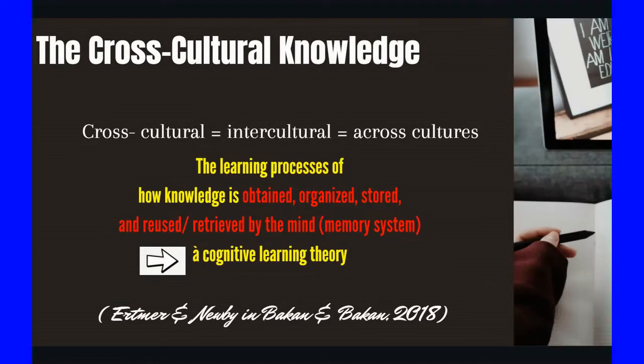Now, talking about cross-cultural knowledge, we know that cross-cultural means intercultural or across cultures, while knowledge is related with the cognitive learning theory. So the learning process of how knowledge is obtained, how knowledge is organized, how knowledge is stored, and how knowledge is retrieved by the mind, of course, is related with the cognitive learning theory. And this knowledge is also related with the memory system.